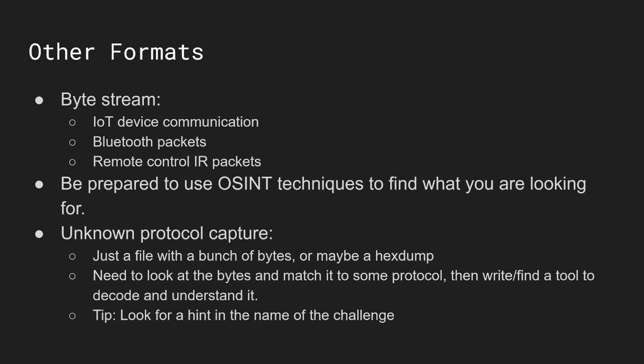And again, just be prepared to use OSINT techniques to find what you're looking for. If you open a packet capture file and Wireshark has no idea what to do with it, start checking out the different bit fields to see information that might be useful to decoding it. Like I was saying with the byte stream, you might end up with a file that is just a bunch of bytes or a hex dump. So you're going to need to look at the bytes and match it to some sort of protocol. And then you're going to need to write or find a tool already written to decode and understand it.